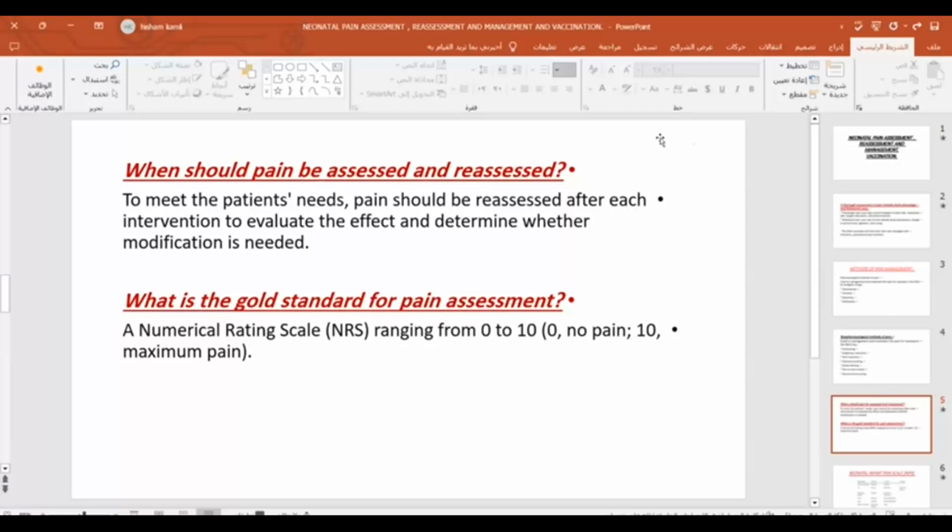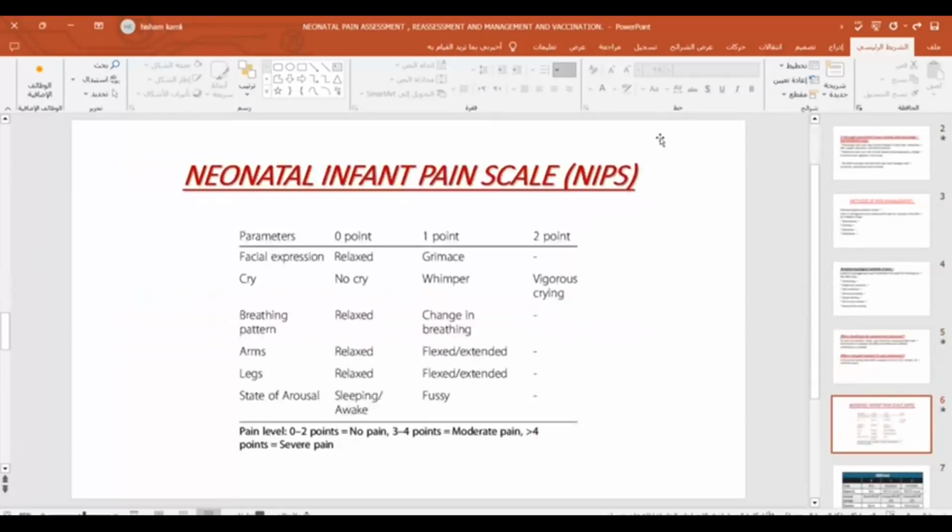We have the gold standard of pain assessment. What is the gold standard of pain assessment? The numerical rating scale, ranging from 0 to 10. 0 means no pain, 10 is the maximum pain. This is the Neonatal Infant Pain Scale. It is used for full-term and preterm babies less than 1 year. The characteristics are facial expression, crying, breathing pattern, activity of the arms and legs, and state of arousal. From 0 to 2 points means no pain, 3 to 4 points is moderate pain, and more than 4 is severe pain.